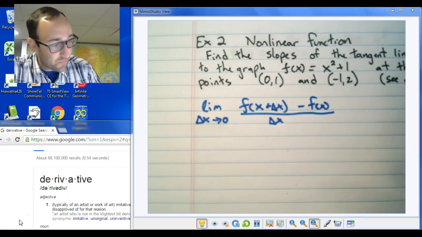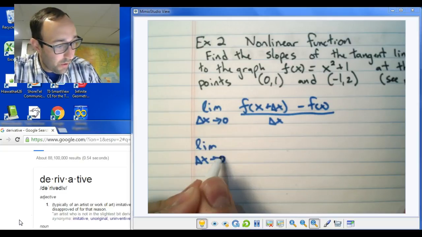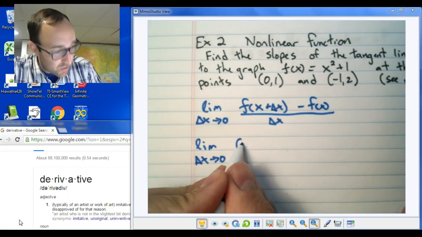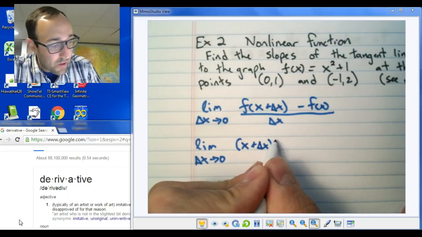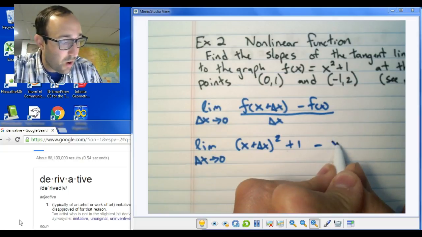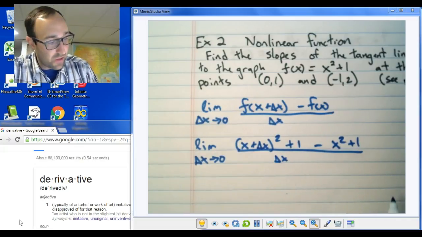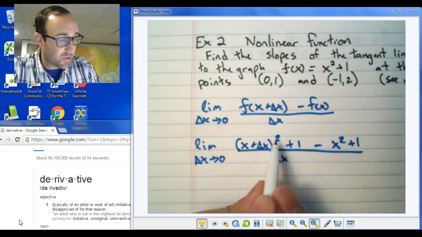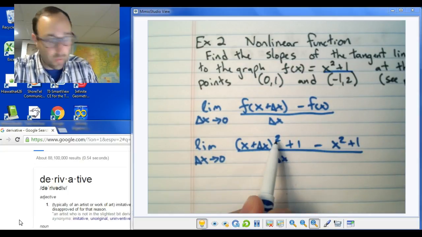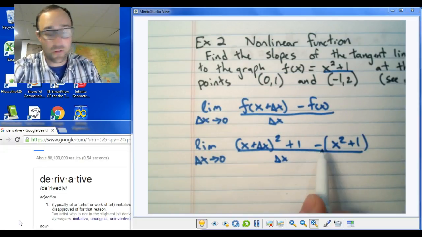See what happens. Okay, so we're going to say the limit as delta x approaches 0 of parentheses x plus delta x squared plus 1 minus x squared plus 1, all over delta x, right? That is the right thing because this stuff is going in for this function. So it's x squared plus 1 and x squared plus 1. I'm going to put this in parentheses again so that I remember to subtract the x squared and subtract the 1.